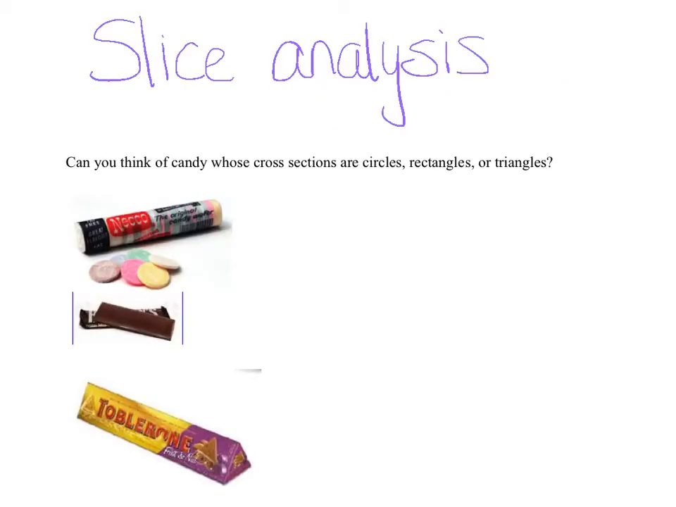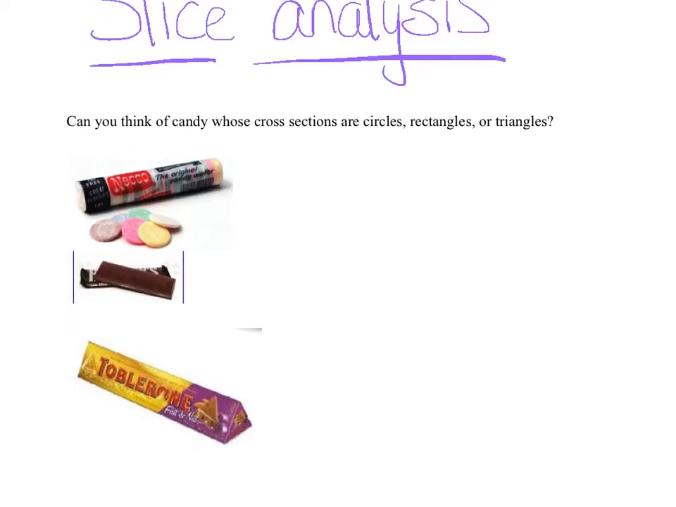So one word that's going to become pretty frequent in our vocabulary this week is the term slice analysis. Basically what I mean by that is if you were to take a figure and cut it in half, take a slice of it and flip it and stare at it, what shape would you be looking at? A real basic example I could think of was candy. Can you think of a candy whose cross sections are circles, rectangles, or triangles?